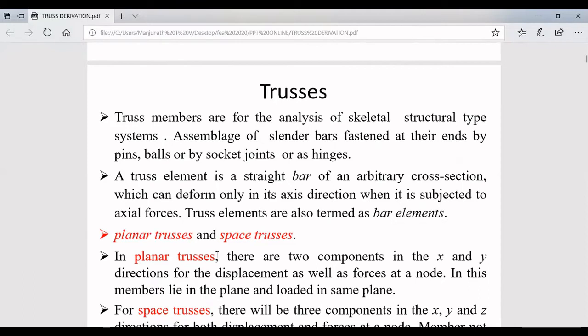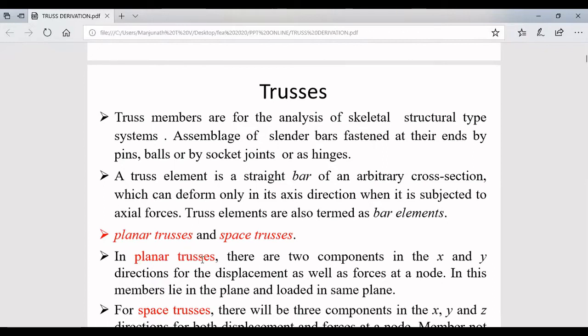Planar trusses have two components, in the x and y directions. There will be two nodal displacements, as forces are applied in two directions at each node, so that the structure lies on a plane. As it lies on the plane, the load is also applied in the same plane.